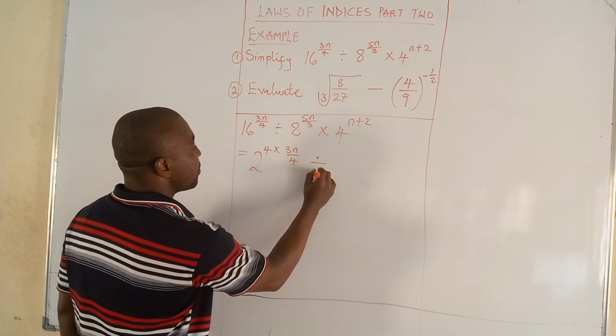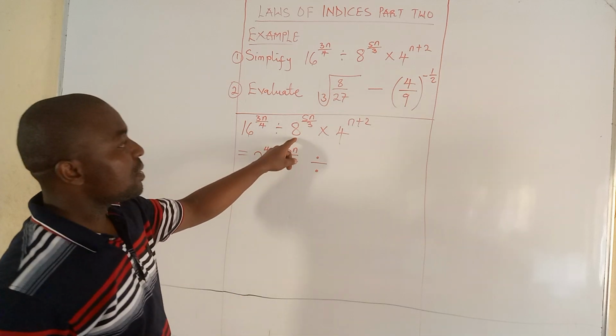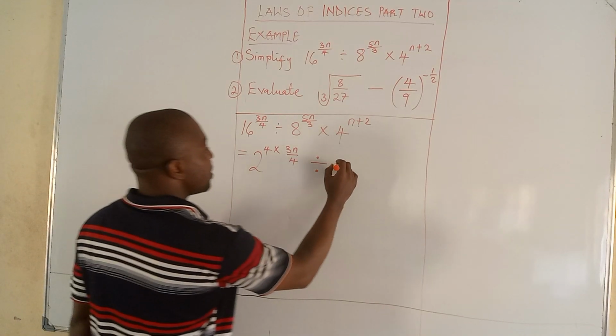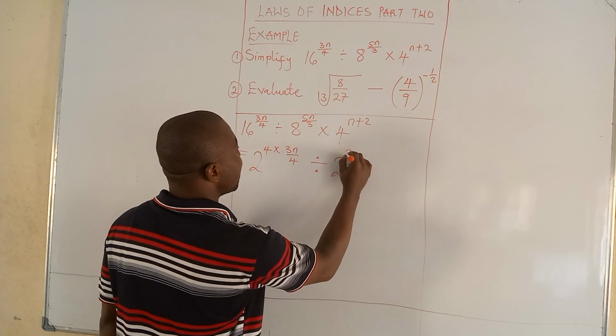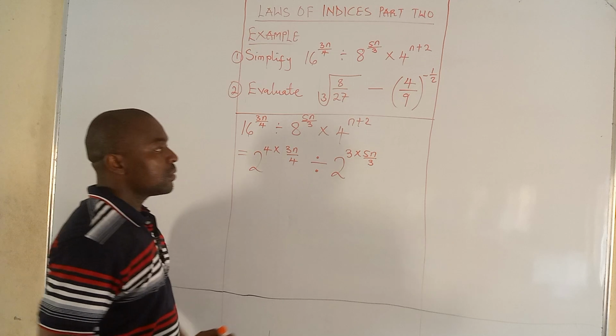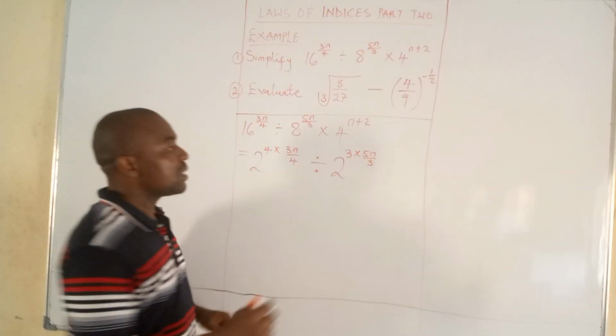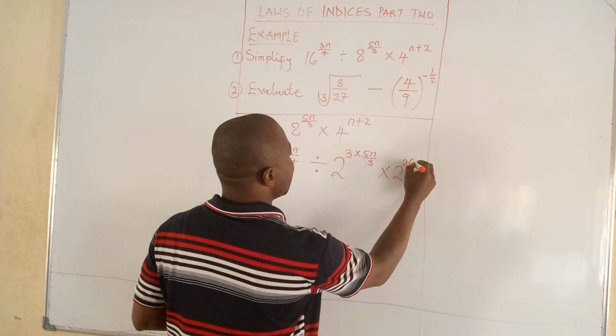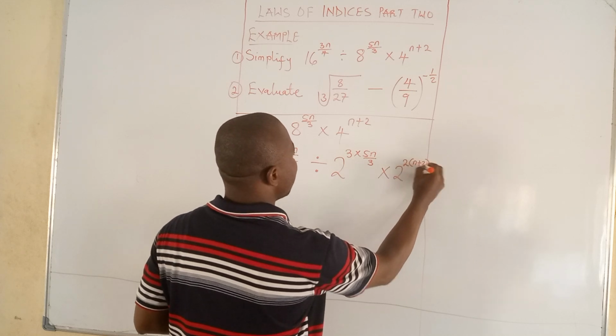Divided by 8, which can be written as 2 raised to power 3. So it means that this is 2 raised to the power of 3 times 5n over 3. And then 4 can be written as 2 raised to power 2. So this is 2 raised to power 2 and then the power n plus 2.